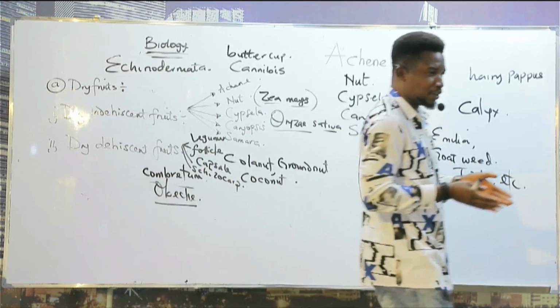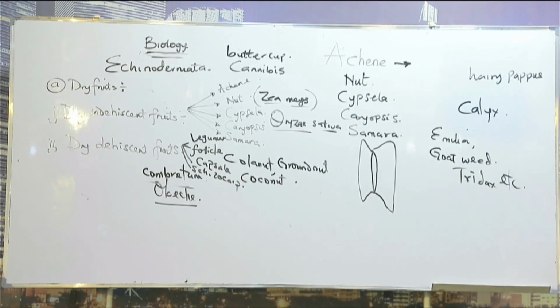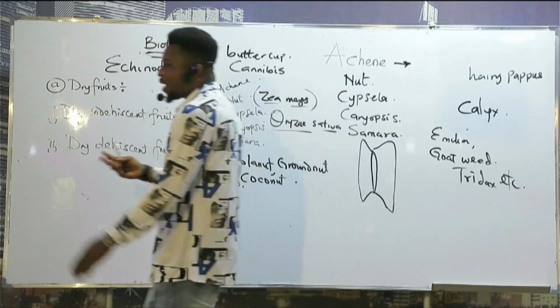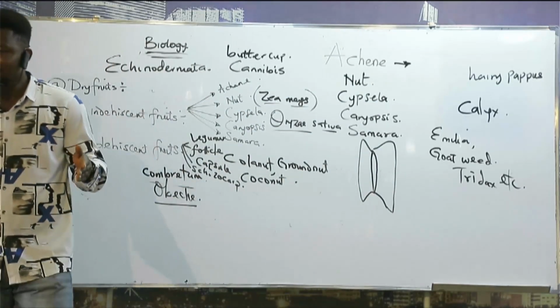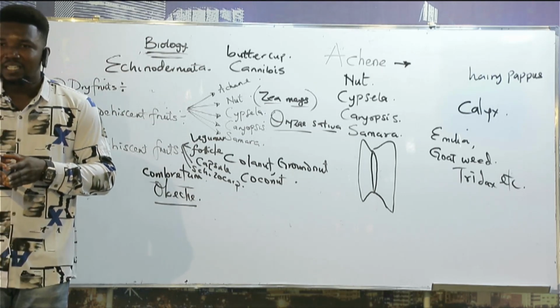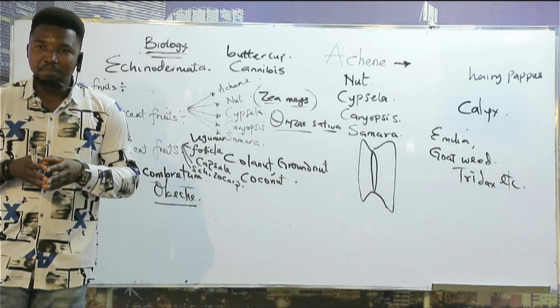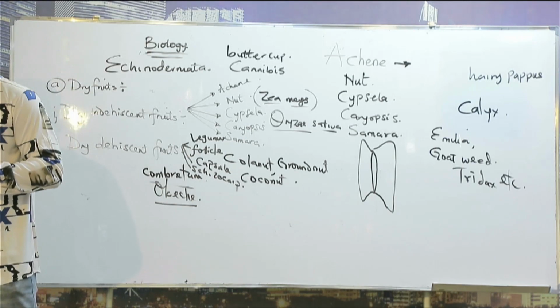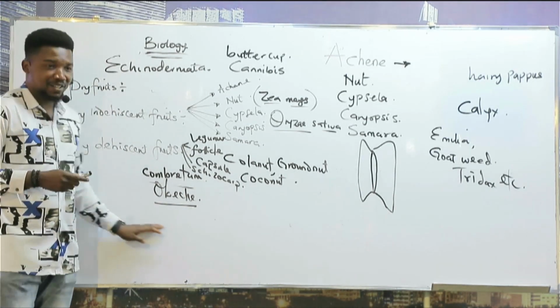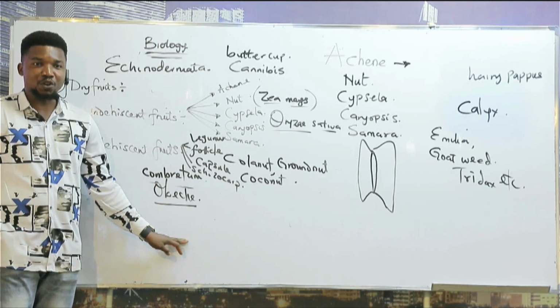Now let me talk about the examples of legumes. What are the examples of legumes? Groundnut. Does it split in 2 or 3 or 4? Only 2, here and there, right? That is why it is 2 lines. Now, what are other examples? Cowpea, beans, Bambara nut, pigeon pea, right? You know what pigeon pea means?